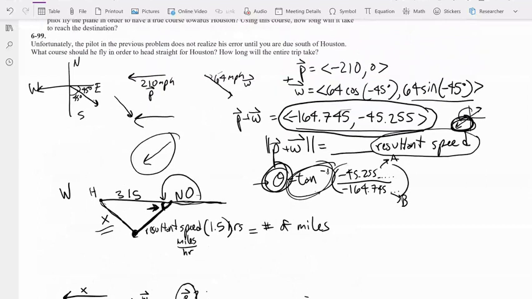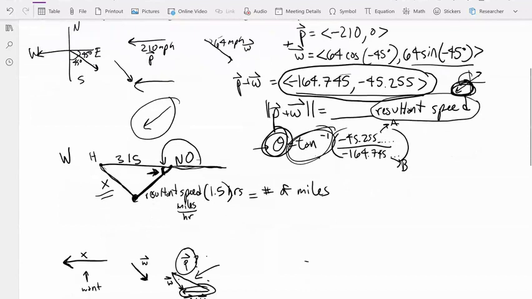Okay, and then lastly, unfortunately, the pilot in the previous problem does not realize his error until you are due south of Houston. What course should he fly in order to head straight for Houston? How long did the entire trip take?